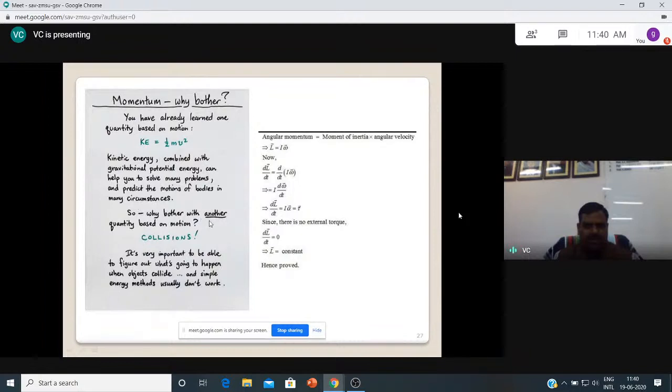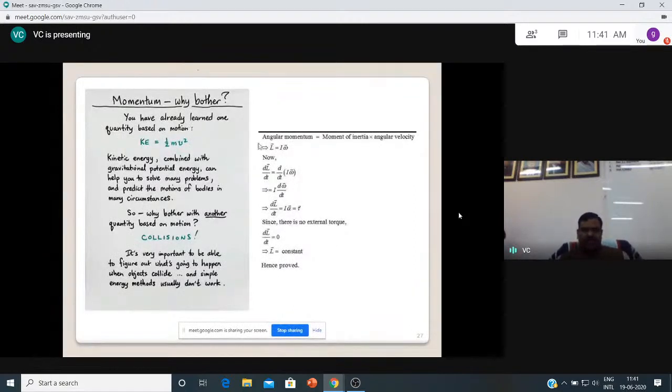Another important concept is the collision. Why do collisions take place? It is very important to be able to figure out what's going to happen when the objects collide, like a collision or crash taking place, crashworthiness, so elastic and plastic. Simple energy methods don't work in collision cases.